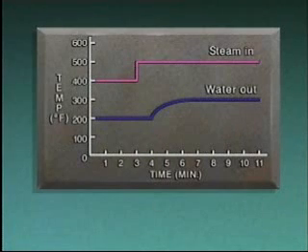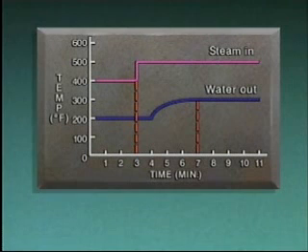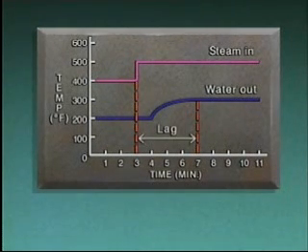The total amount of time that passed from when the steam temperature changed until the water temperature reached its maximum amount of change is called lag time, or lag. Lag is caused by the combined effects of dead time and other process characteristics, such as resistance and capacitance.